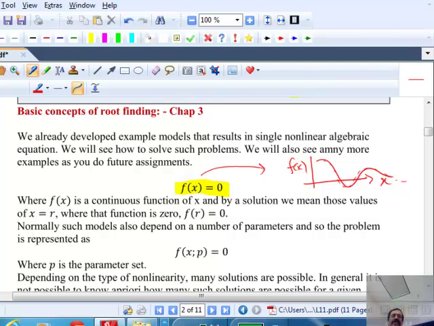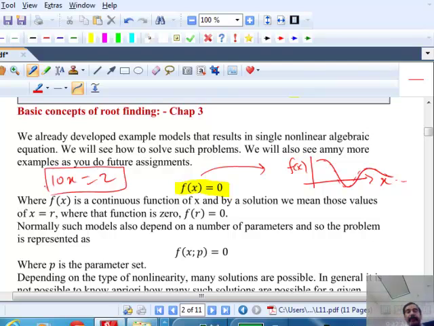If f of x is a linear function, what would you do? How would a linear function look? f of x equal to 0, a single equation and a single unknown. It should look like 10x equal to 2. What is x? Because that's a trivial problem, right? That's the linear single equation, algebraic equation and a single unknown.